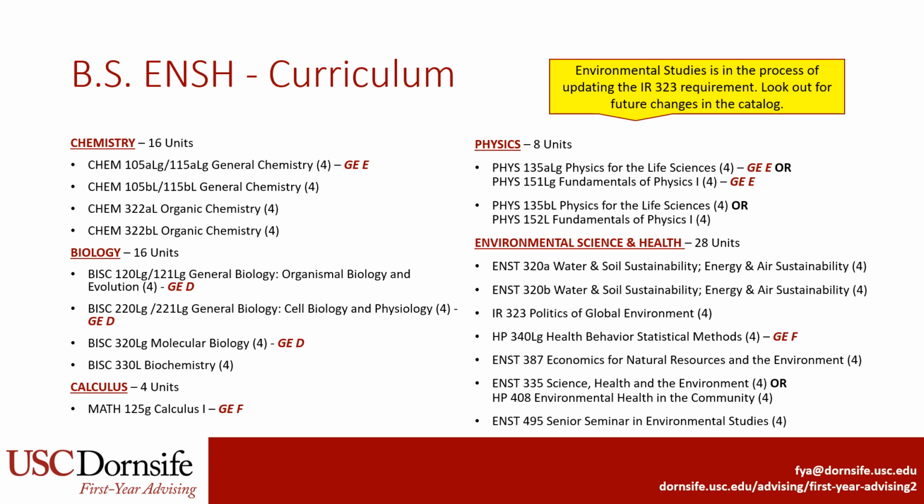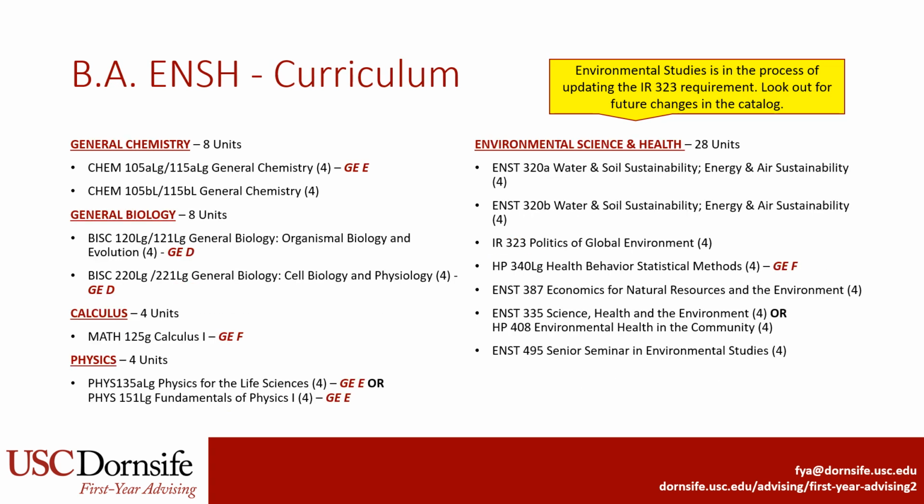Looking first at the ENSH Bachelor of Science, students take general and organic chemistry, general biology, molecular biology and biochemistry, calculus, physics, and 7 environmental science and health courses. Like with Environmental Studies, there are some potential curriculum changes coming to this major as noted in yellow, so keep your eye on the catalog for official updates.